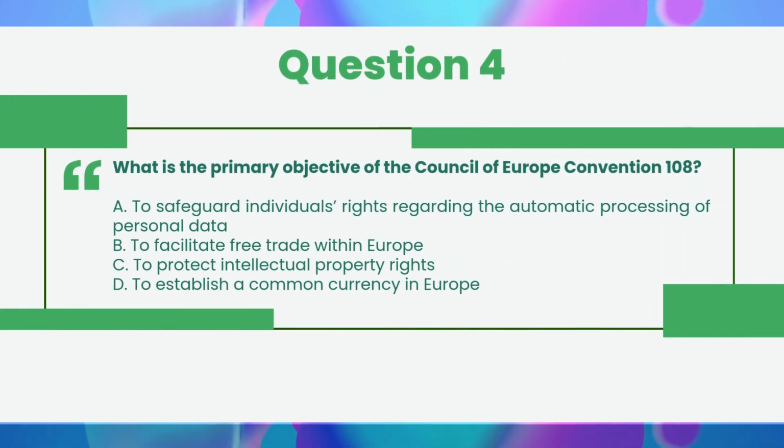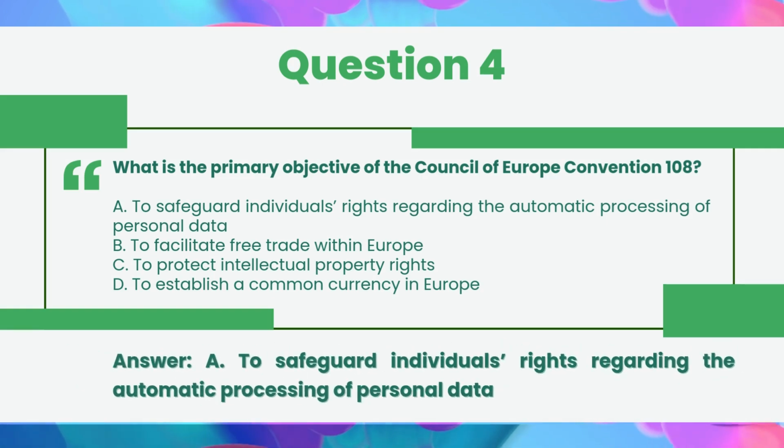Question 4. What is the primary objective of the Council of Europe Convention 108? A. To safeguard individuals' rights regarding the automatic processing of personal data. B. To facilitate free trade within Europe. C. To protect intellectual property rights. D. To establish a common currency in Europe. The answer is A. To safeguard individuals' rights regarding the automatic processing of personal data. This is because Convention 108 was the first legally binding international instrument aimed at protecting individuals against abuses related to the processing of personal data.